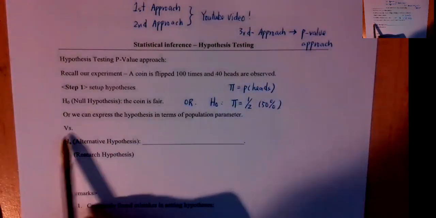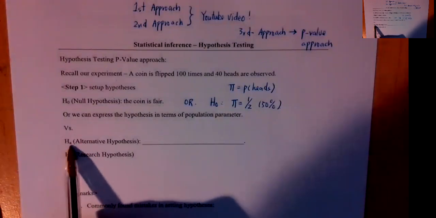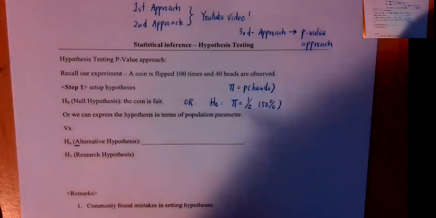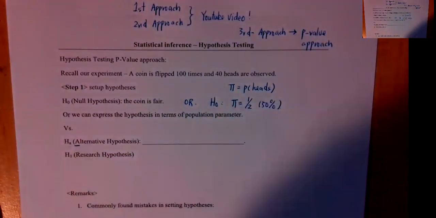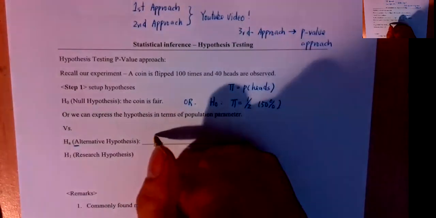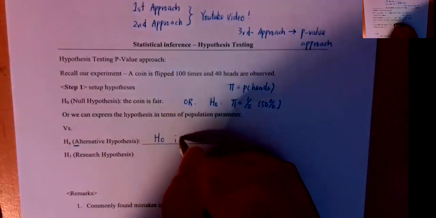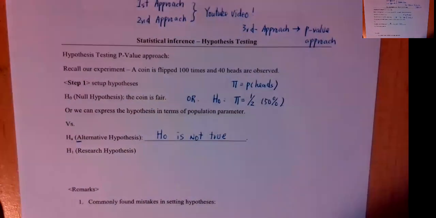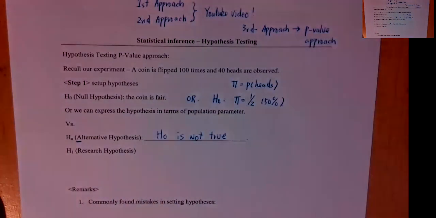Now, the alternative hypothesis, HA. A comes from what? The first letter of alternative, okay? HA always says H0 is not true. So in hypothesis testing, you can have only one hypothesis true, because these 2 hypotheses are always against each other. So you cannot have both true. You can have only one true, okay?